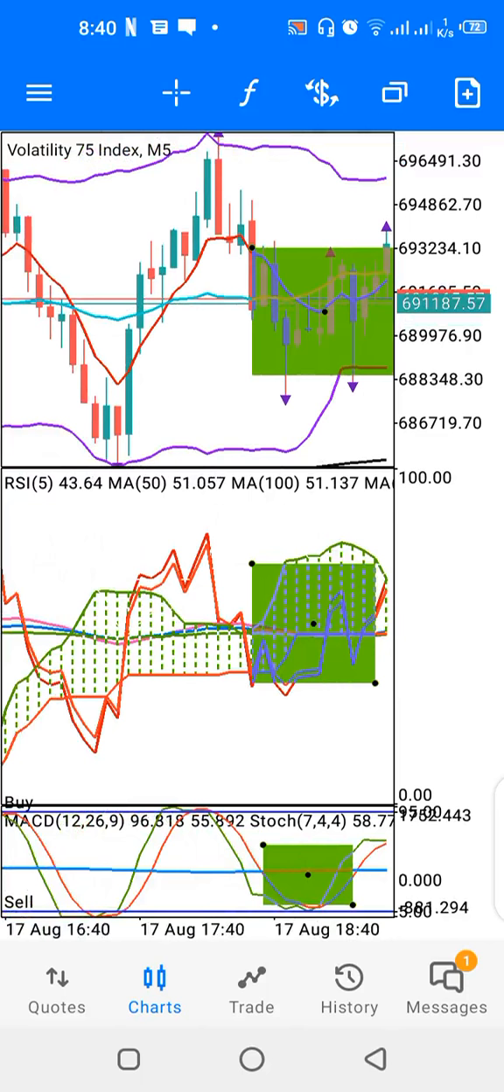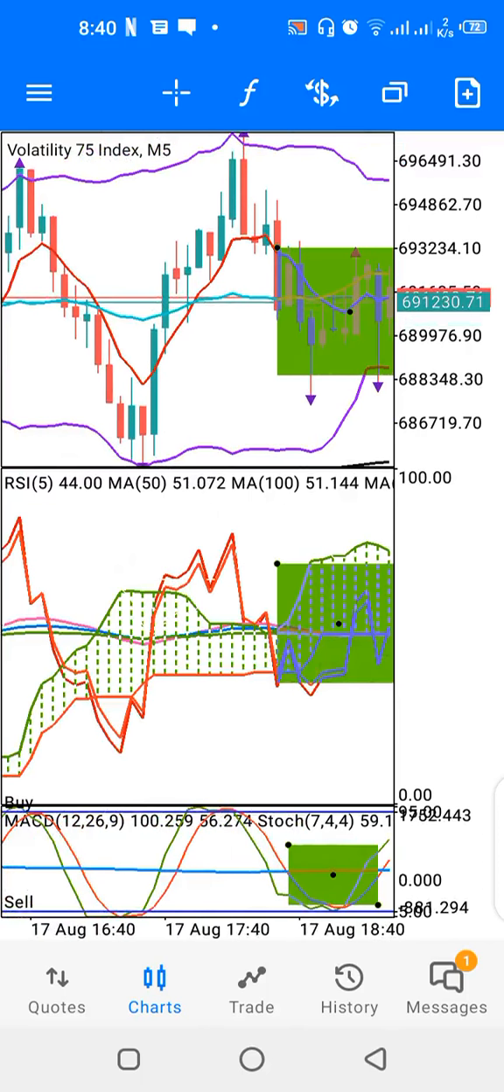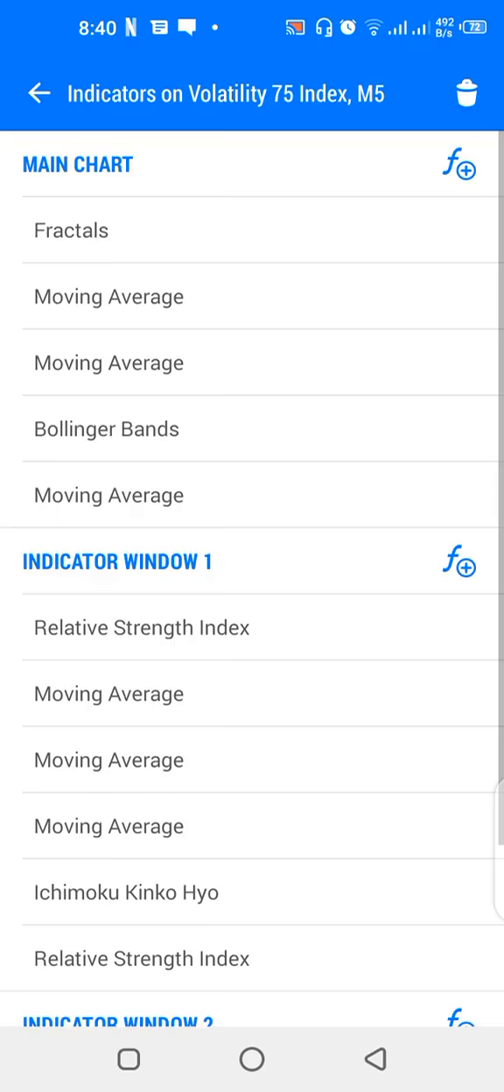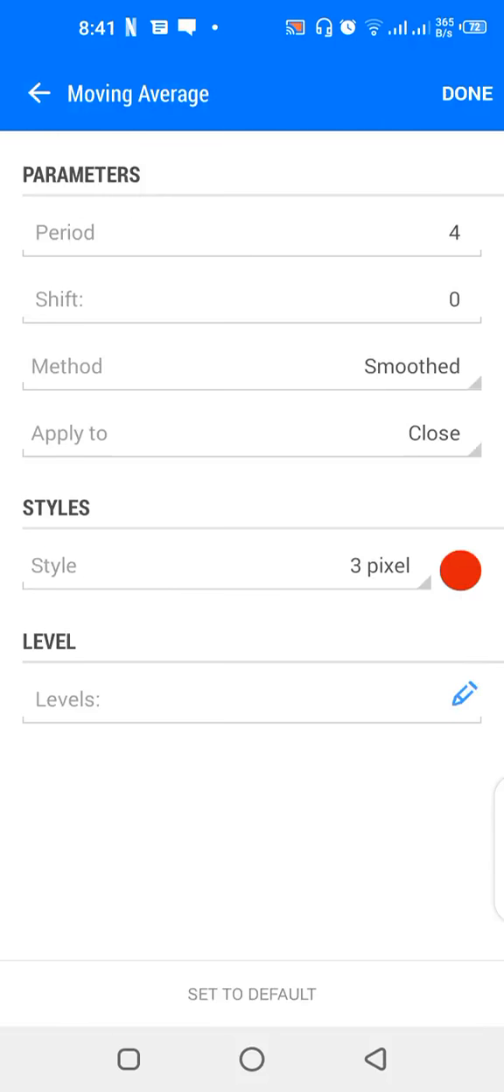So how does this strategy work? How can you use this strategy to trade volatility 75 index? Let's look at the parameters, the settings of the main chart. We have fractals. That's the first indicator. Then we have moving average, 4 period. Shift is 0. Method is smoothed. Apply to close. Color is red.